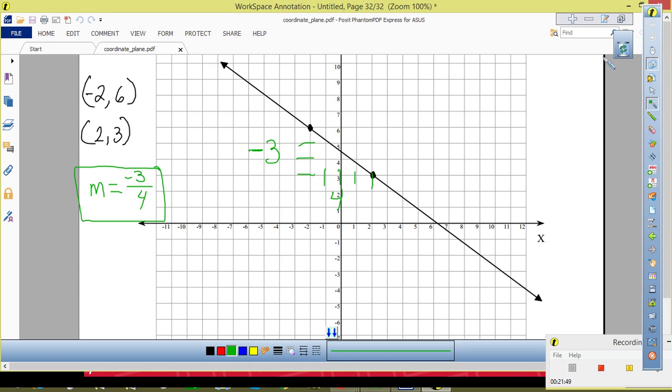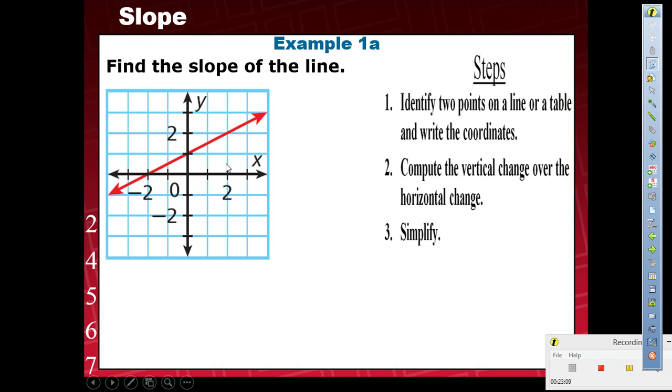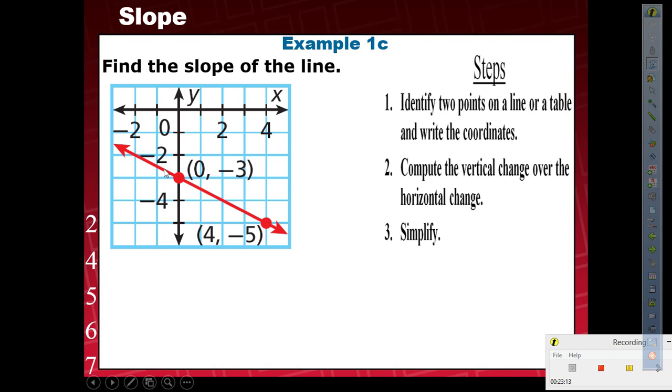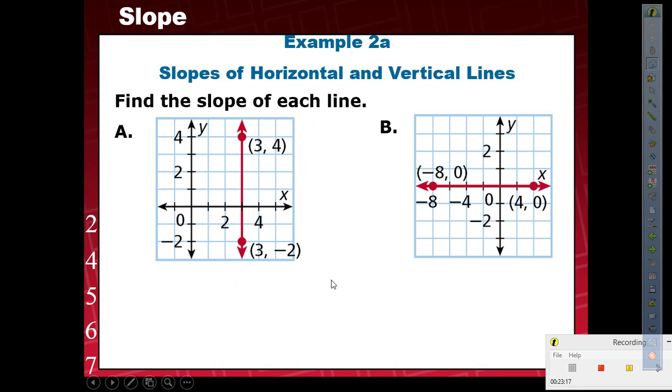Okay. So check this out. Look up. So this is a positive one. This is a positive. This is a negative. This is a negative. This one is undefined, and this one is 0. Everybody understand that so far? Now, here we go. Look up, please.